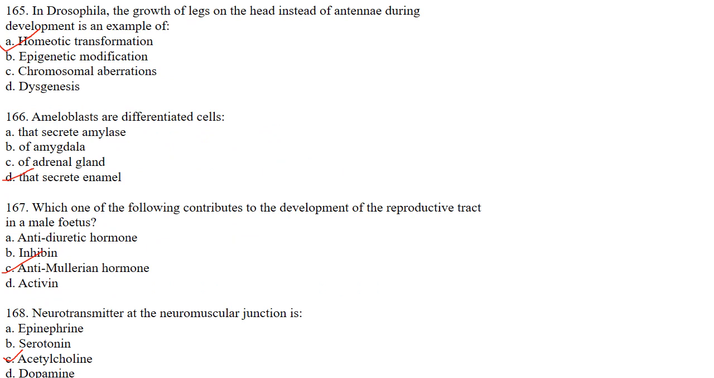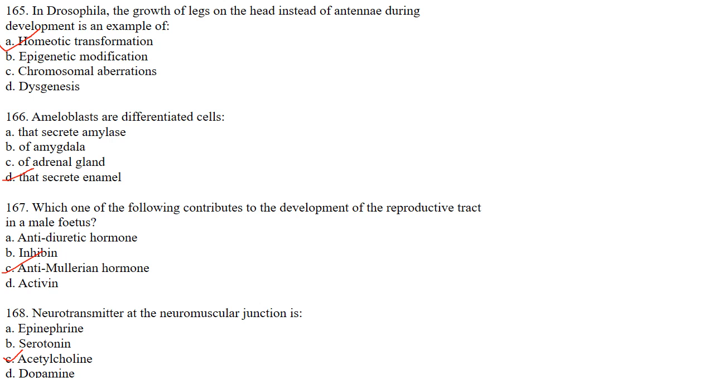Then in Drosophila, the growth of legs on the head instead of antennae during development is an example of. So after the segmentation genes have been established, the number and orientation of segments, homeotic genes become active and determine the identity of individual segments. So eyes normally arise only on the head segment, whereas legs develop only from the thoracic segments. Mutation in the homeotic genes causes body parts to appear in the wrong segment.